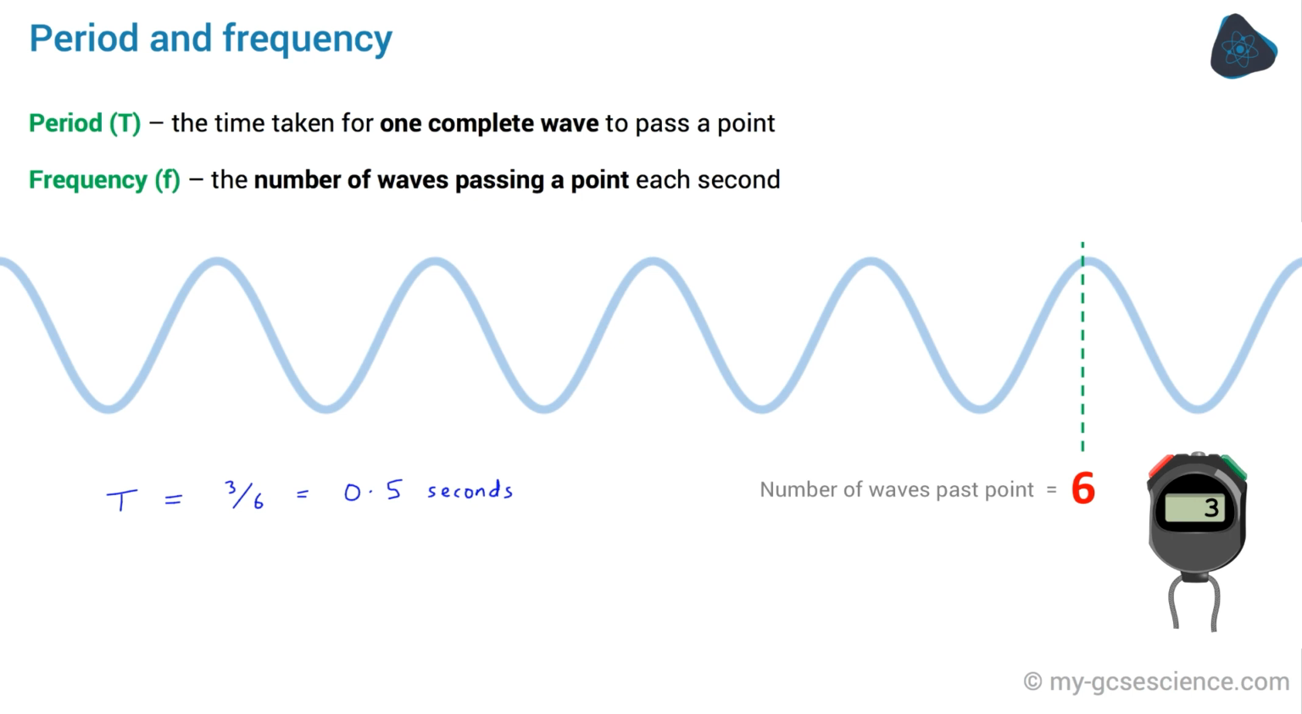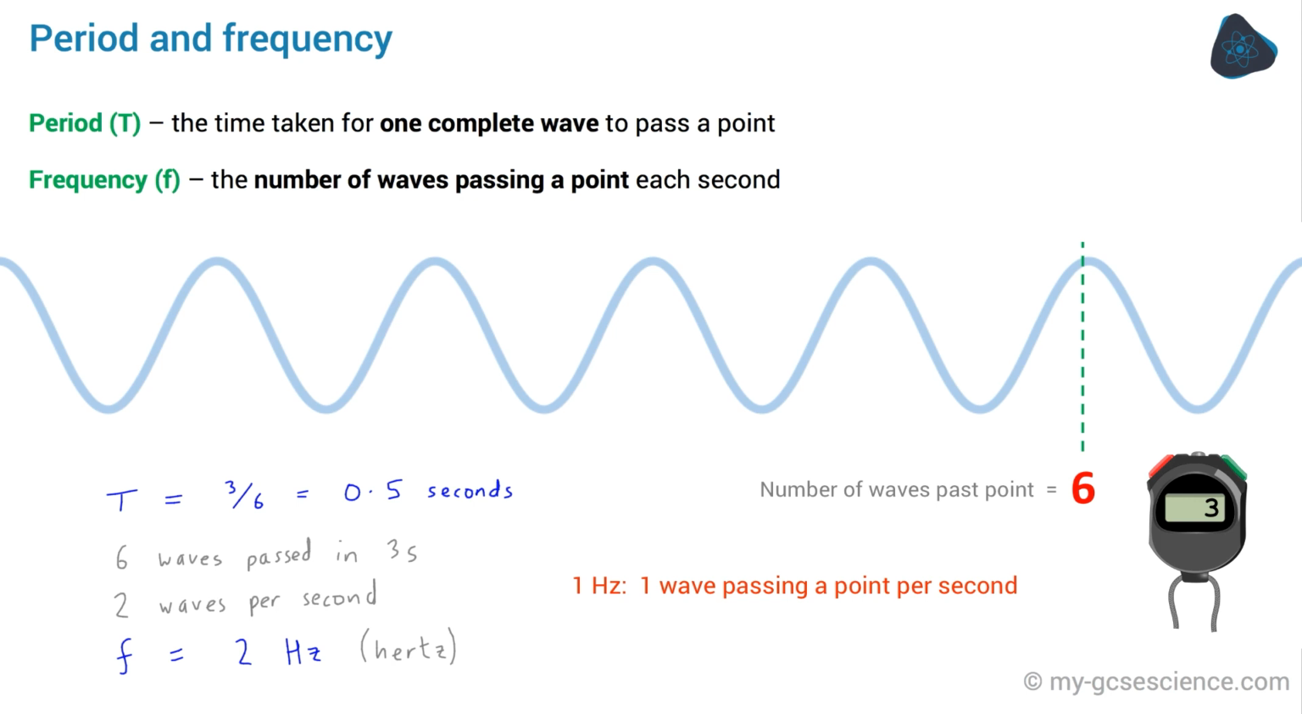As for the frequency, because 6 waves passed in 3 seconds, 2 waves must have passed every second, so the frequency was 2 waves per second, though instead of saying 2 per second all the time, we say 2 Hz instead. A frequency of 1 Hz means that one wave is passing a point every second, which means that the source is producing one wave every second.